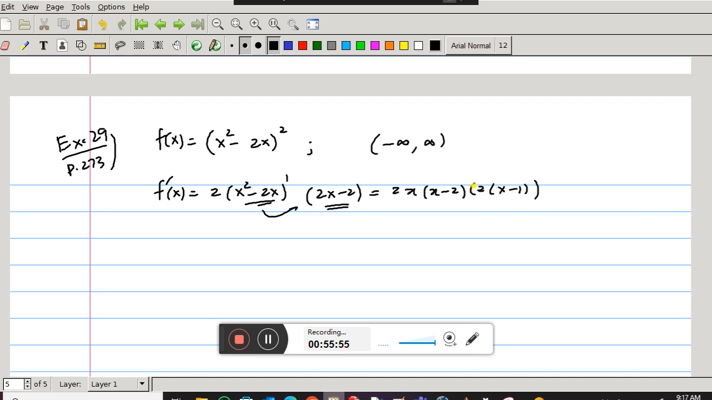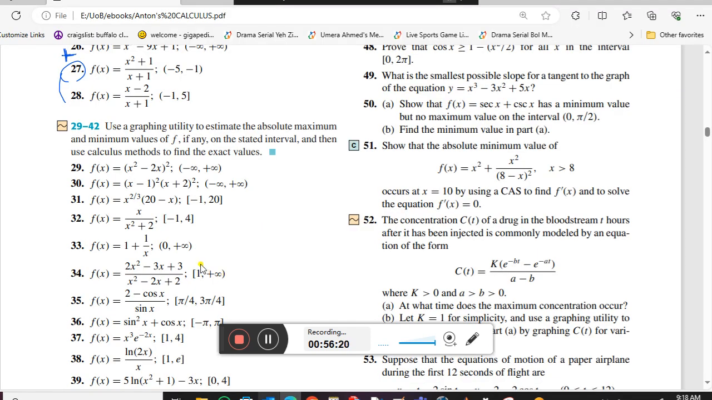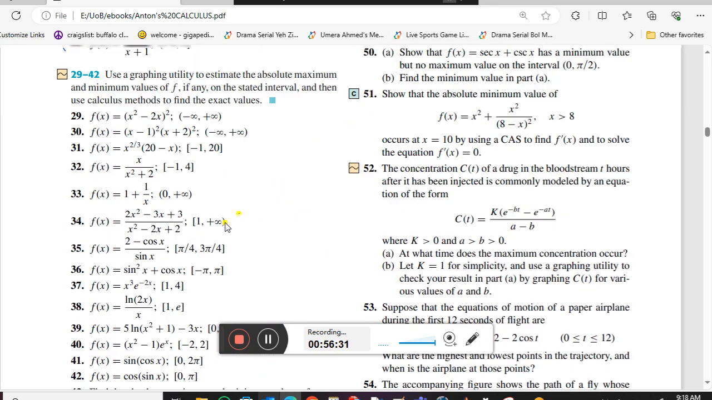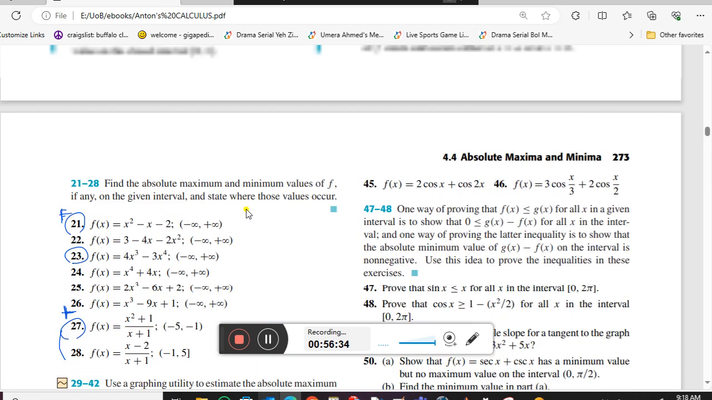I was looking for an example where I have only one critical point. So x square minus 2x, x minus 2, and x minus 1, 2x minus 2. Yes, there are two critical points. So it becomes 4x, x minus 2, x minus 1, 3 critical points. So here I will need limits. So this is not the best example for that. Here also we have more than one critical points. So they did not give me any question here with one critical point.